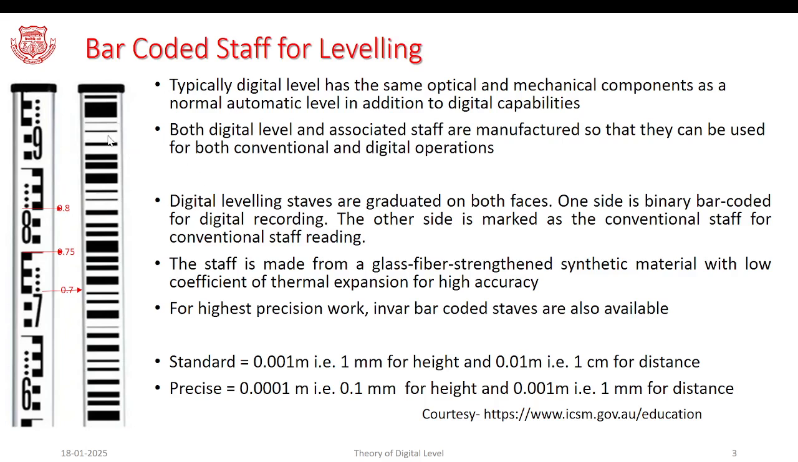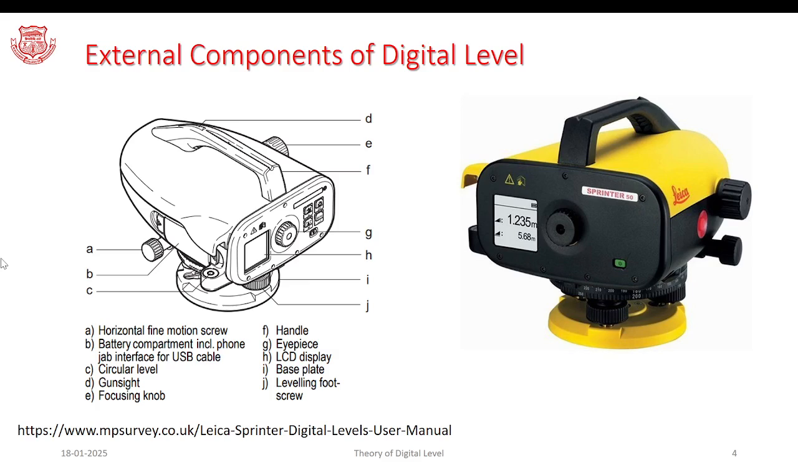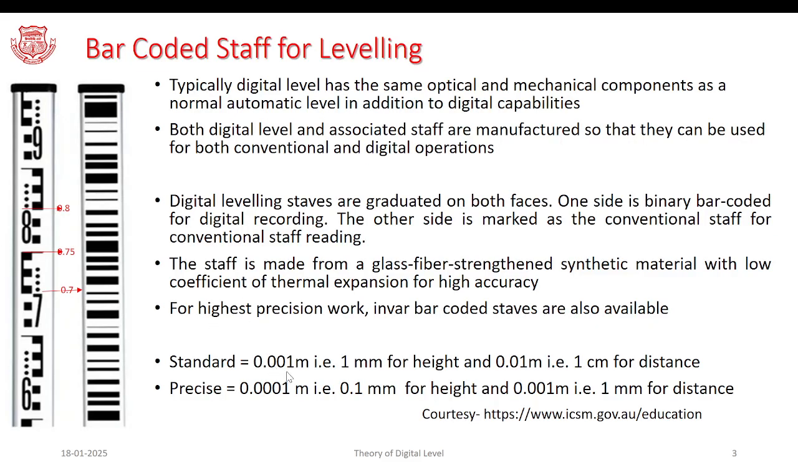Here, this instrumentation, both the digital level as well as this bar-coded staff, has the capability to give the data for precision in two manners. For example, if we think of the level of precision as standard, it can help us measure the reading to 1 millimeter least count, whereas the distance measurement could be made with a least count of 1 centimeter.